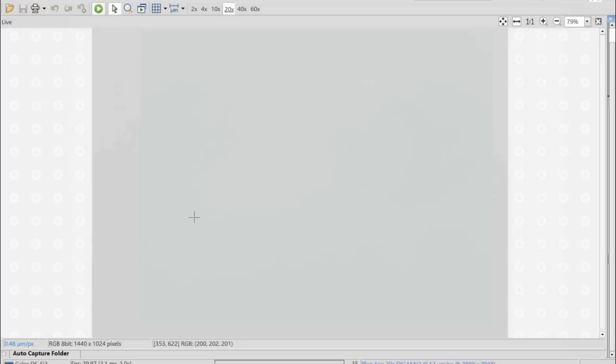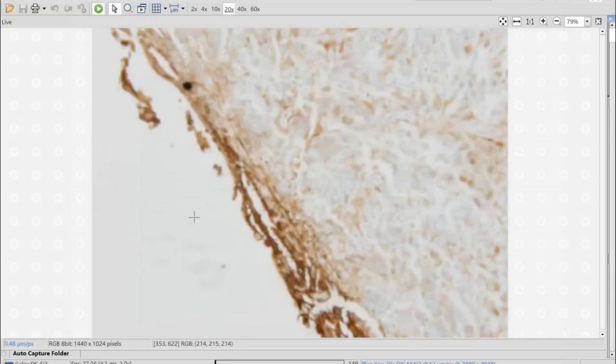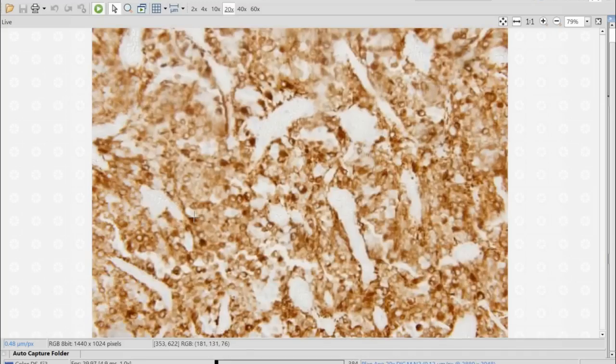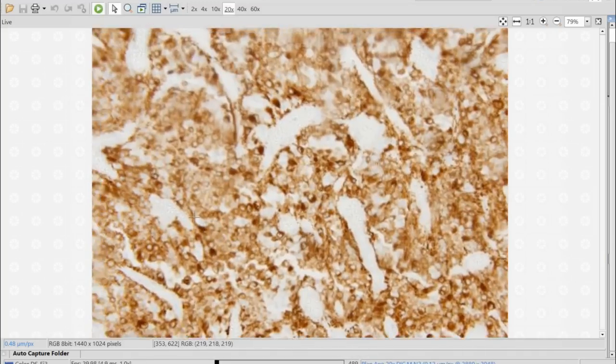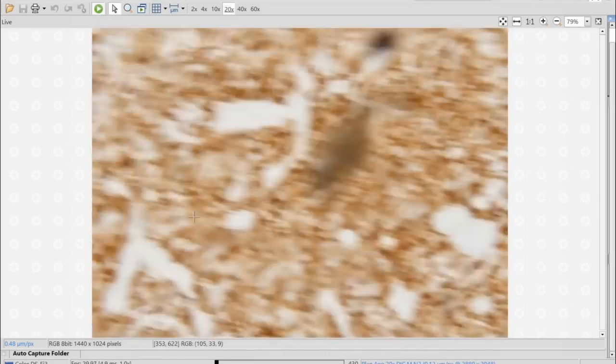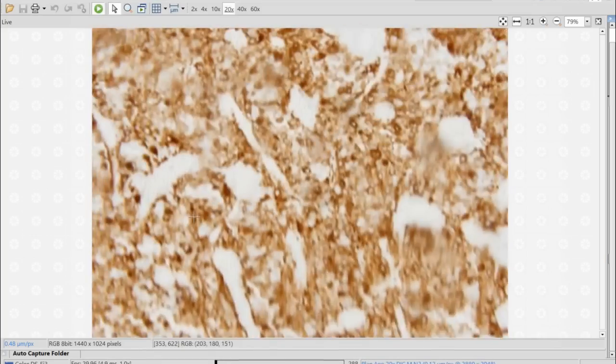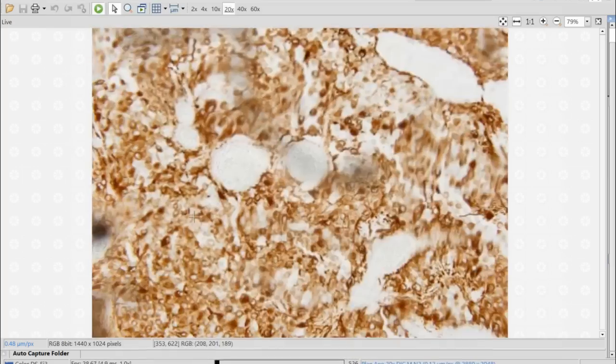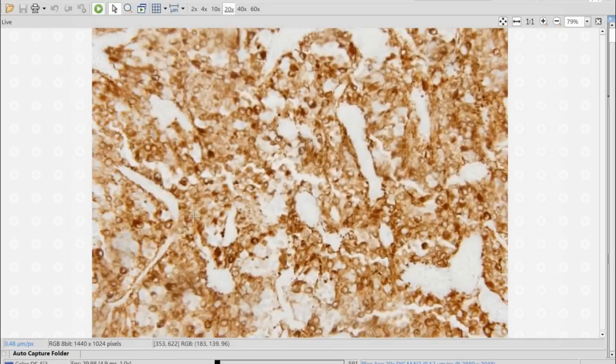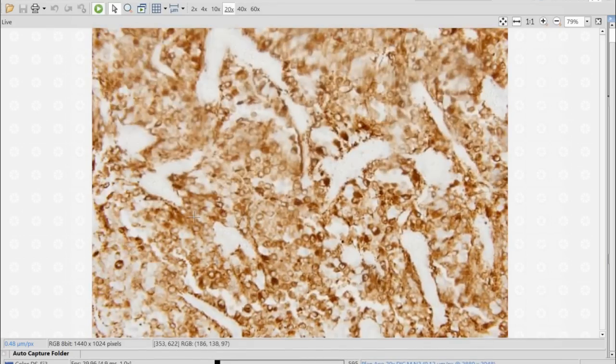Let's look at other features. This is the GFAP, so you know that you're dealing with a glial tumor. Here, the cells, in this particular case, for whatever reason, you do have more staining with GFAP.